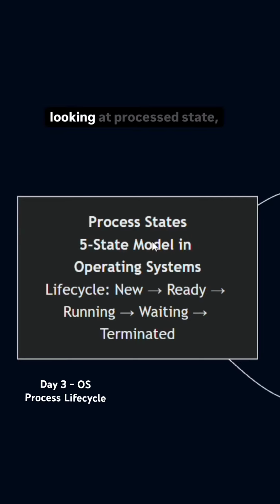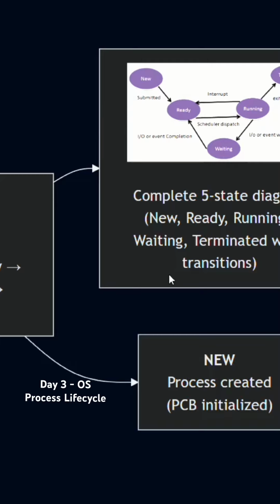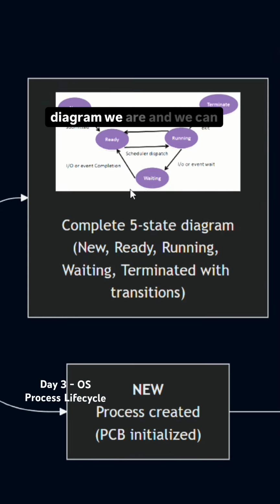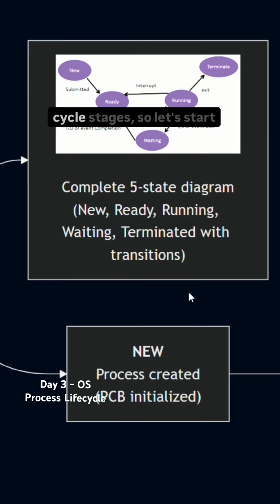Everyone. Today we are looking at process state, especially the stage model in operating systems. This shows the complete life cycle of any program that is running on your computer. First is new. We can see the diagram here, and how the program runs on your computer, for all five states: the new state, ready state, running state, waiting, and terminated, with some transitions. Let's see the stages of the cycle one by one.